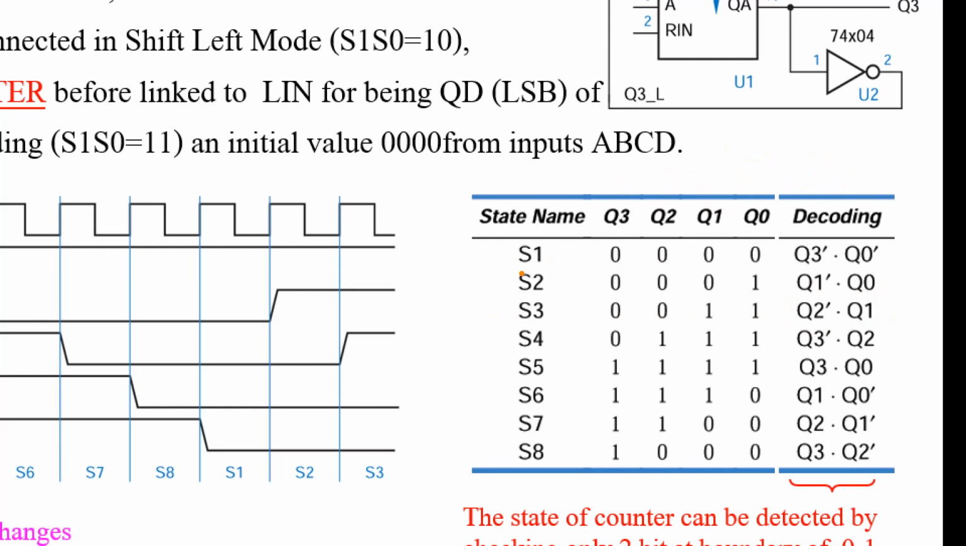Or if you want to check S1 or not, you just check whether the MSB and LSB are both 0. If yes, the bits between them must be 0, so you check only this bit and this bit. So the condition is Q3 prime and Q0 prime. For state 5 also, just check this one: test whether Q3 is 1 and Q0 is 1. That's enough.